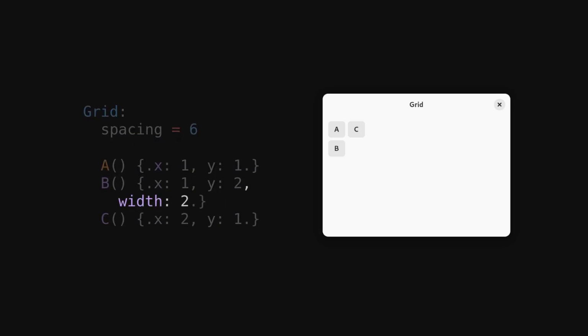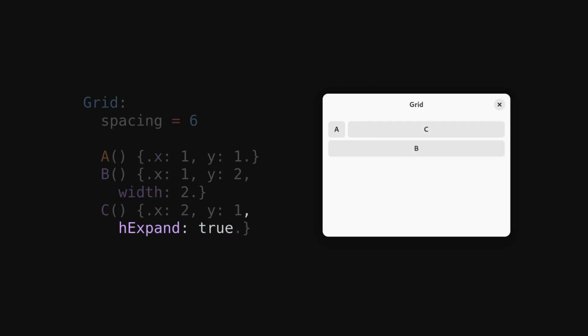Let's set the width of the B widget to 2. As you can see, it now extends across 2 cells horizontally. The h-expand and v-expand properties control whether children take up remaining space. Let's enable the h-expand property of the C widget. Note that the whole column of C expands to fill up any remaining space.